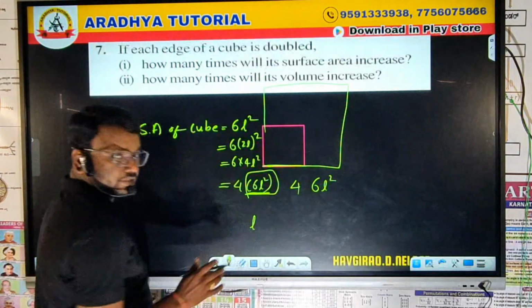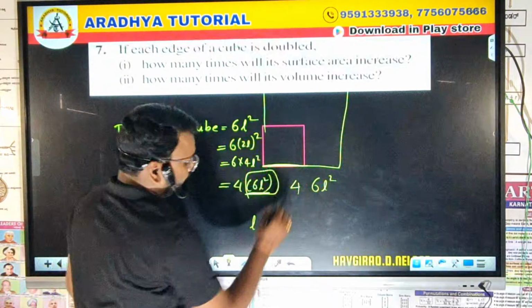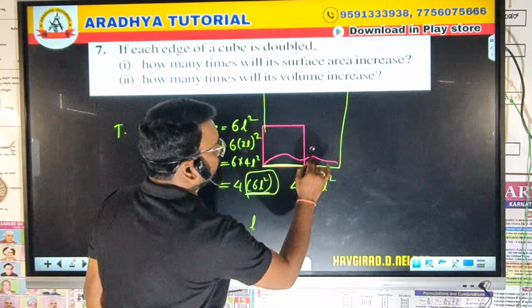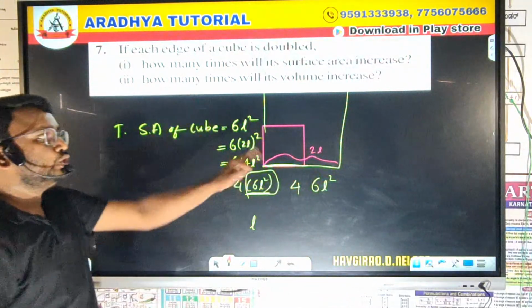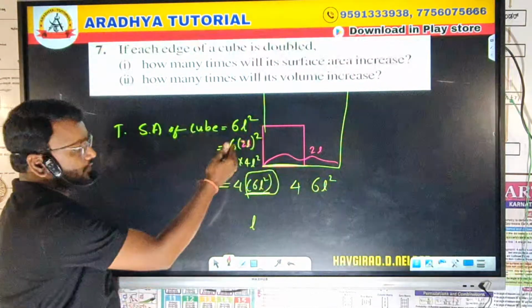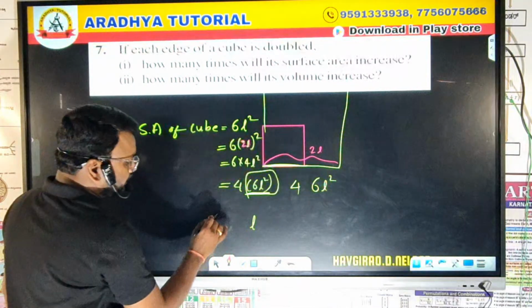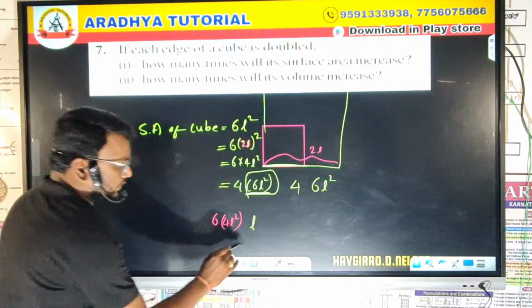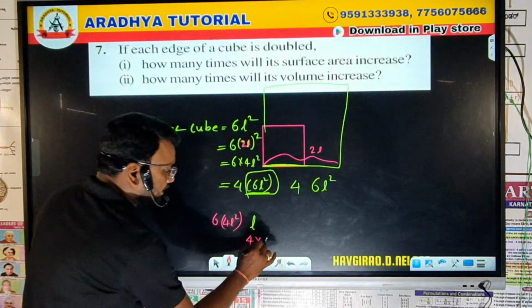L was the length. Afterwards we increase that L to twice, that means 2L, double 2L. When we insert 2L in the formula, what happens? 6 into 4L square, 6 into 4L square, 4 into 6L square.